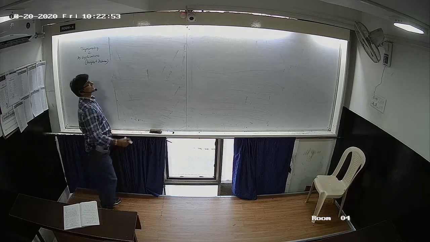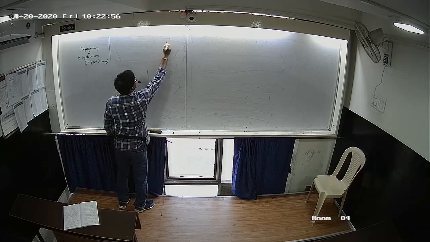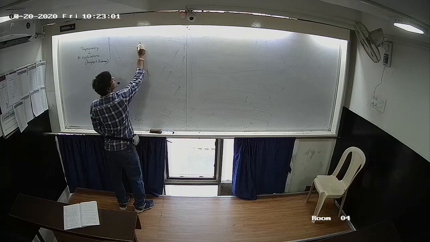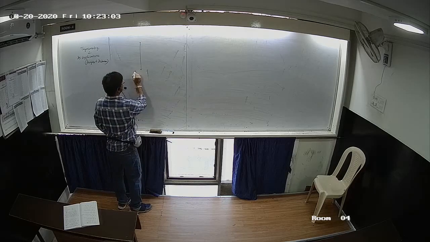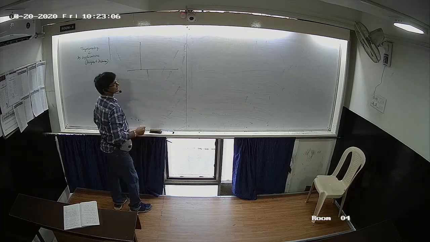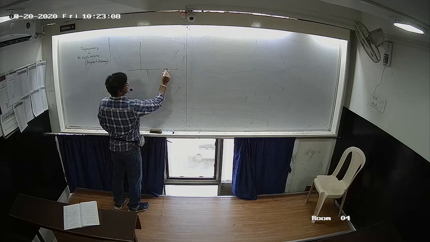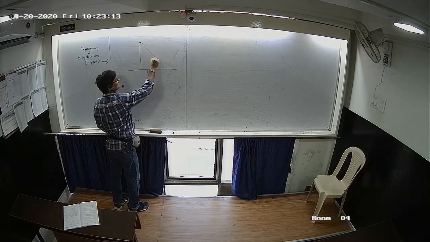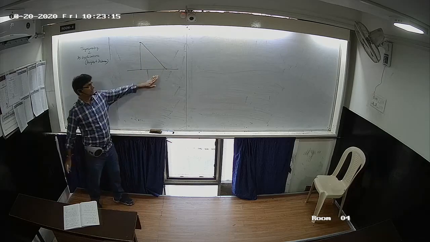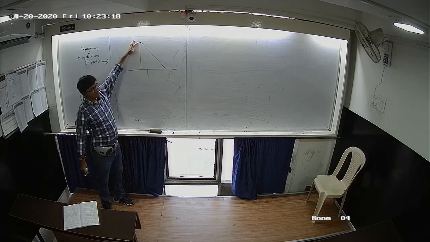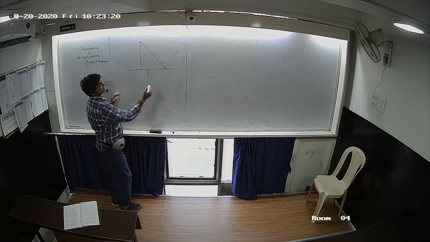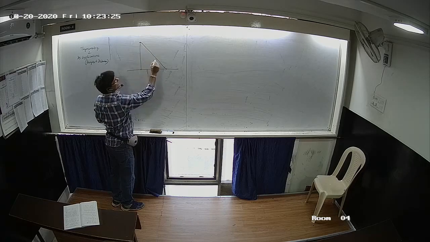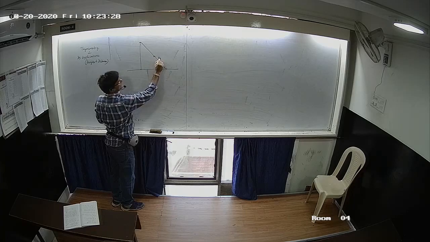For finding the heights and distances, if we consider a building, this is a building and this is the ground. A person standing here is observing the top of the building. A person standing on the ground is observing the top of the building. Then the line along which he is seeing the top of the building is called line of sight.